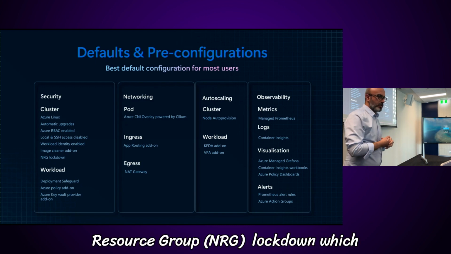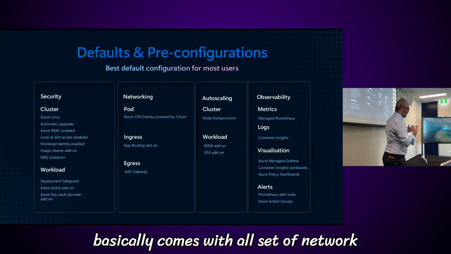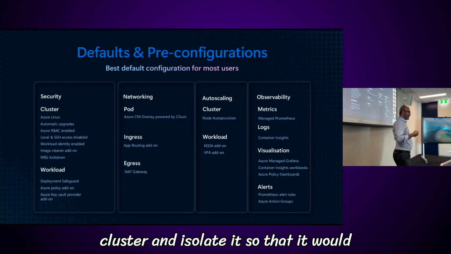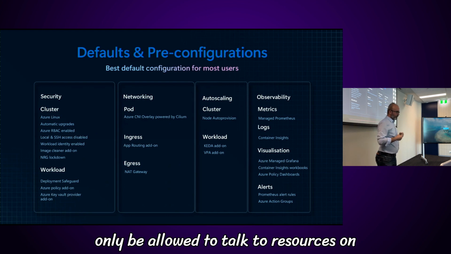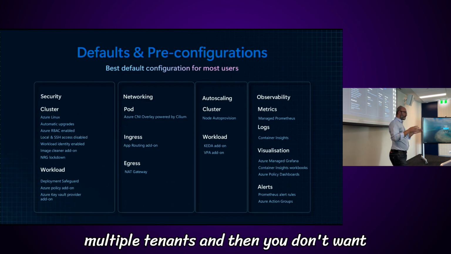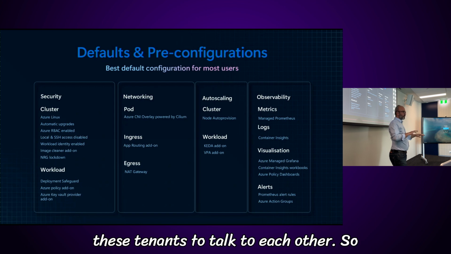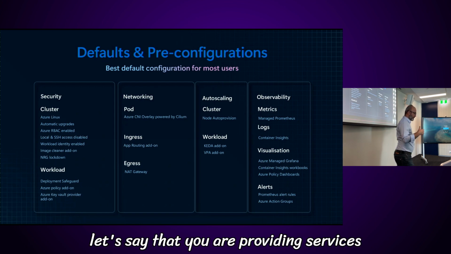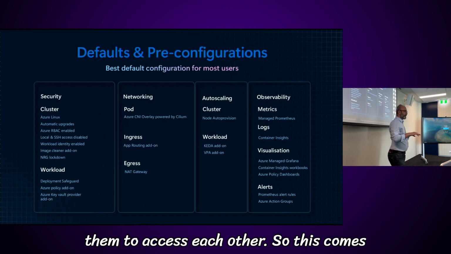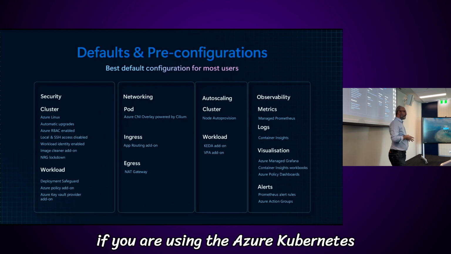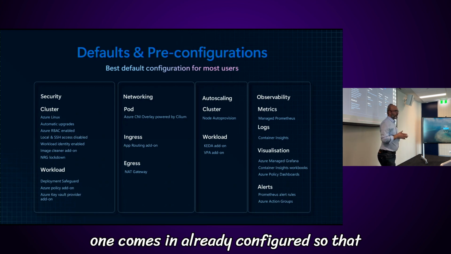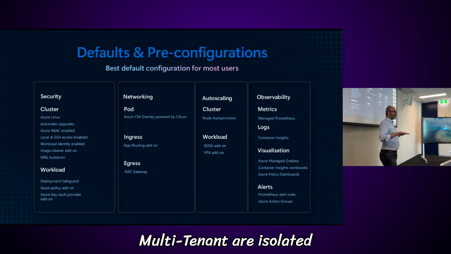And of course, network resource lockdown, which basically comes with a whole set of network security rules to lock down your cluster and isolate it so that it would only be allowed to talk to resources on the internet that you allow it to. Especially if you have a cluster with multiple tenants, you don't want these tenants to talk to each other. So let's say that you are providing services to multiple clients, and these clients are sitting on this cluster. You don't want them to access each other. If you are using the Azure Kubernetes Service standard, you would have to manually configure this. The automatic one comes already configured so that multi-tenants are isolated.